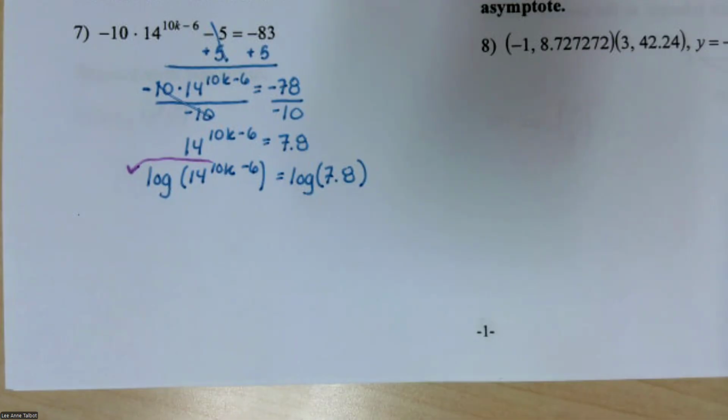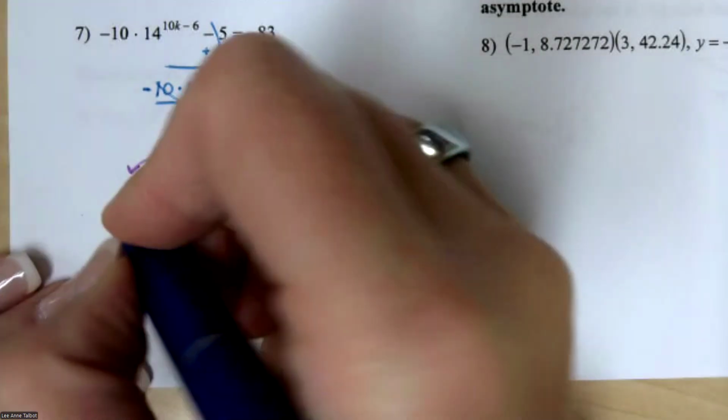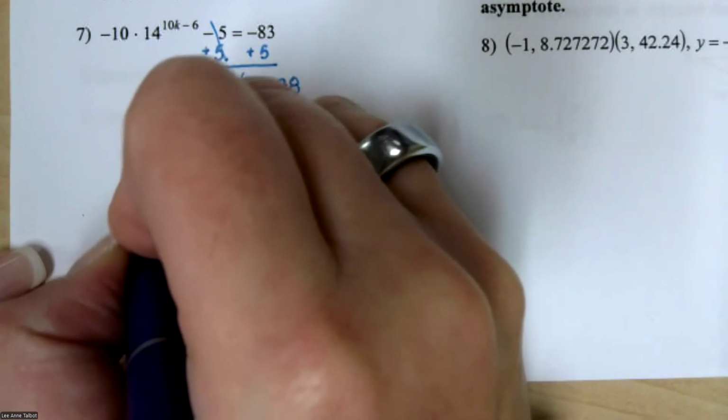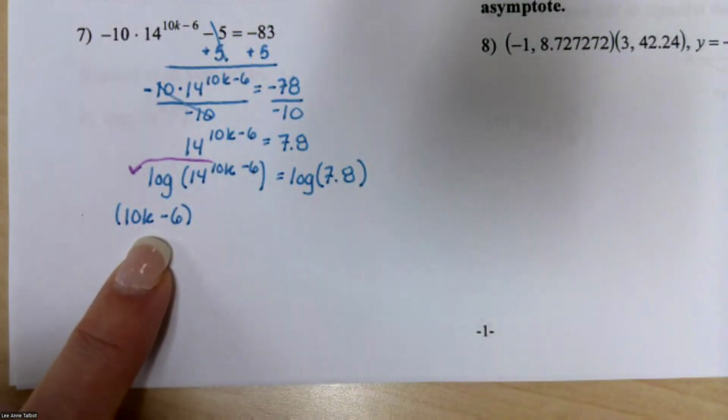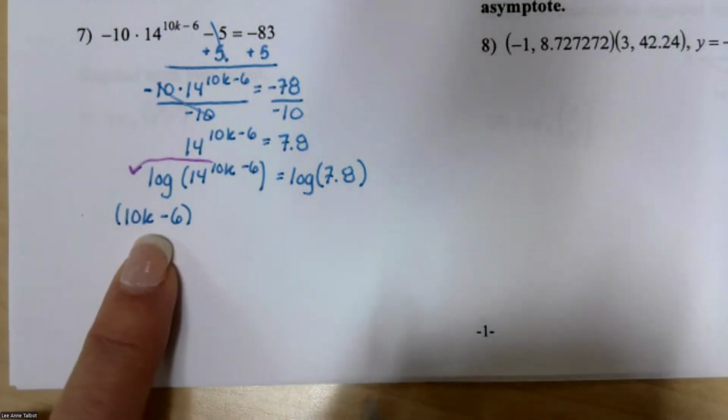Now I'm going to use the power property of logarithms and bring the exponent in front. And I'm going to put it in parentheses specifically this time. I like to protect it from everything else because it's its own thing.